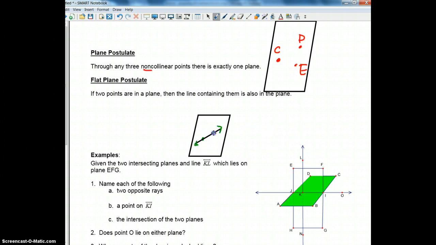Again, because we can draw the points and the line on the same piece of paper, since that paper is one flat plane, then anything we can draw on that piece of paper is in the same plane. So it makes sense that if 2 points are on the plane, then any line or ray or segment containing them would also be on the plane.